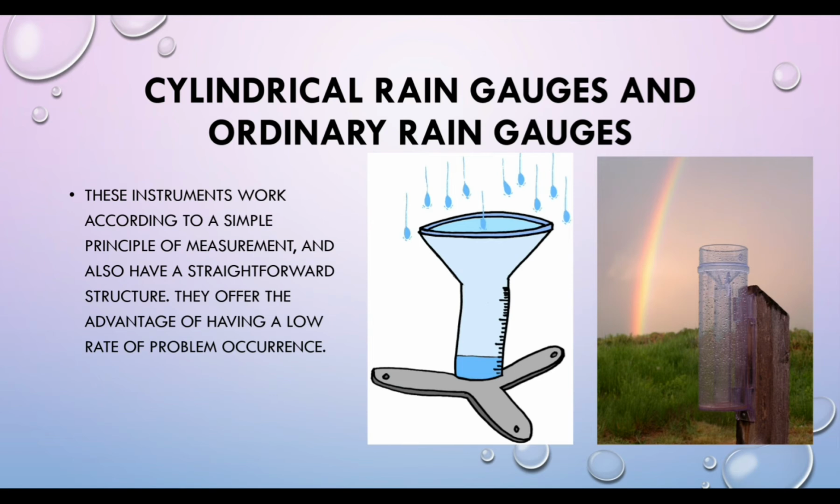Cylindrical rain gauges and ordinary rain gauges. These instruments work according to a simple principle of measurement and also have a straightforward structure. They offer the advantage of having a low rate of problem occurrence.